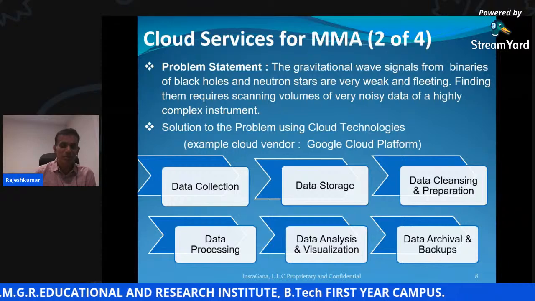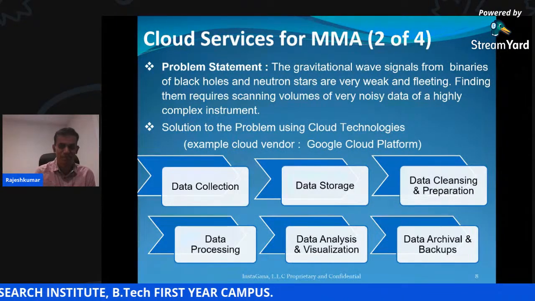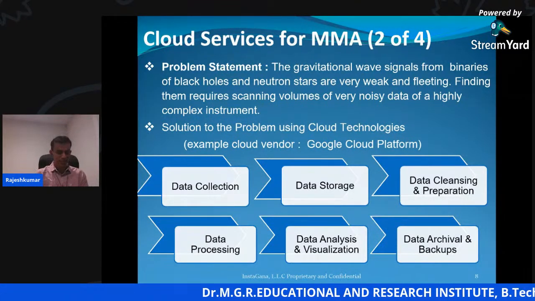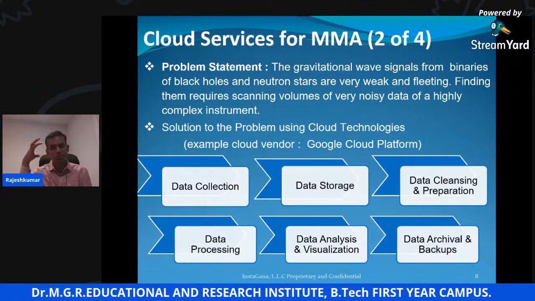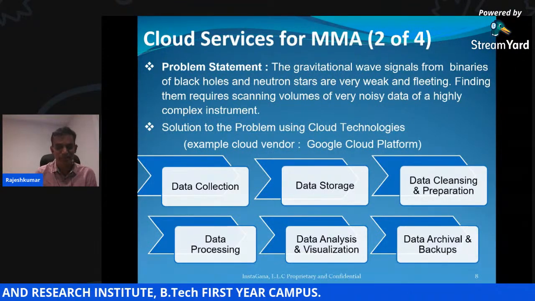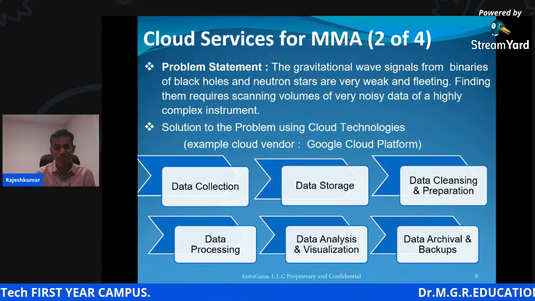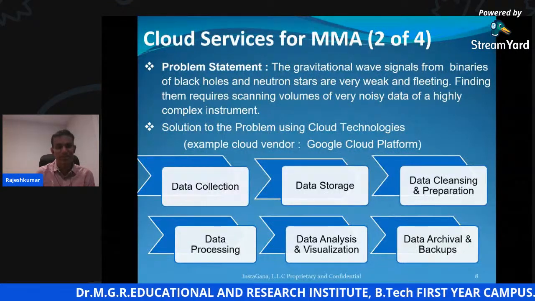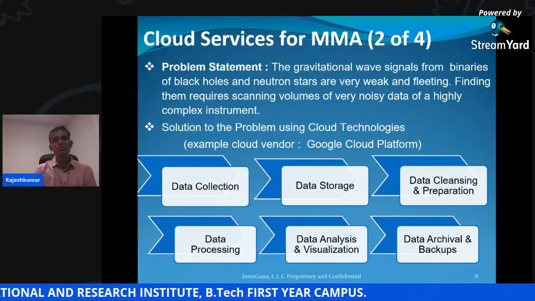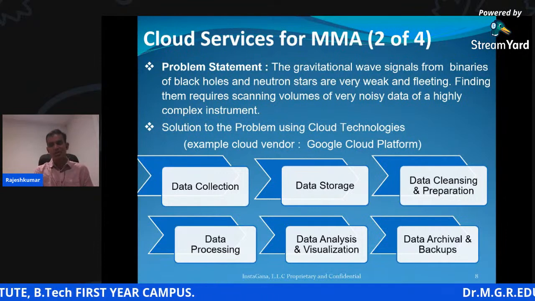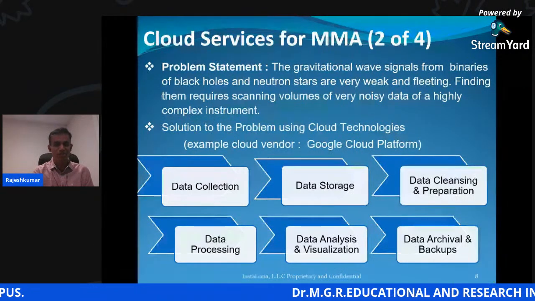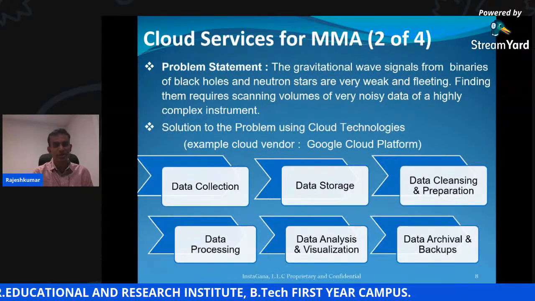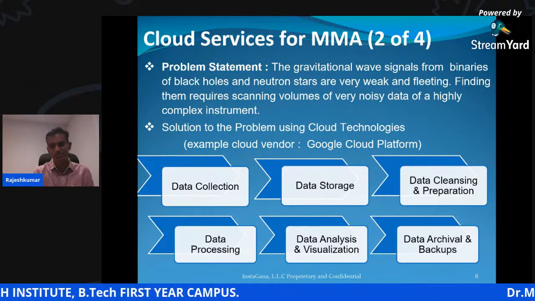So all this data massaging and data cleansing is done in the data cleansing and preparation stage. And then finally we do data processing, and that's where your Hadoop big data clusters come into the picture, and you process millions of signals. Then you use the data analysis and visualization tools, which are all inbuilt. You need not go and procure all these tools. It is all inbuilt today, and the only thing is you just have to get the data and keep moving in. And then you have your data archival and backups.